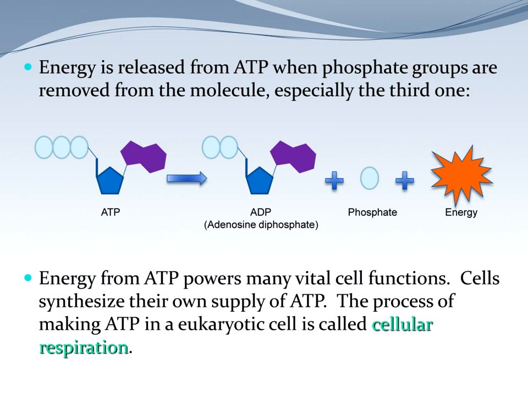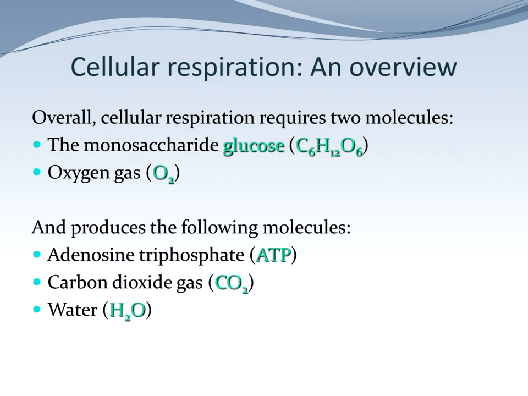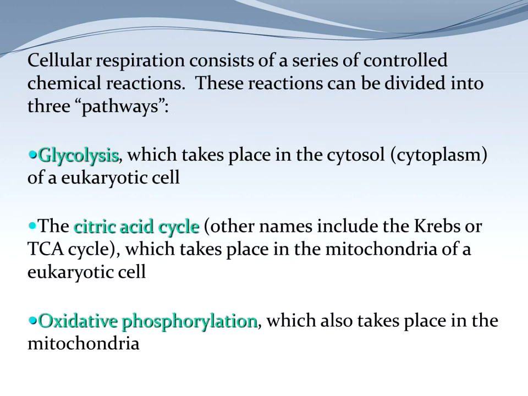Cells produce their own supply of ATP. In a eukaryotic cell, the process of producing ATP is called cellular respiration. In eukaryotic cells, 2 molecules are required for cellular respiration to occur. They are the monosaccharide glucose and oxygen gas. The products of cellular respiration include the ATP that the cells need, carbon dioxide gas, and water.